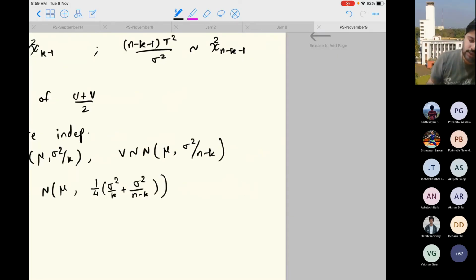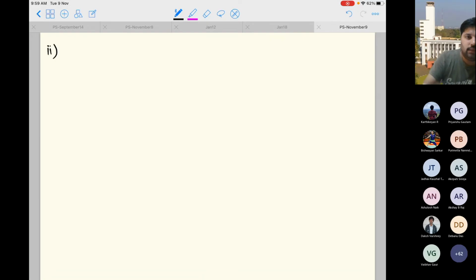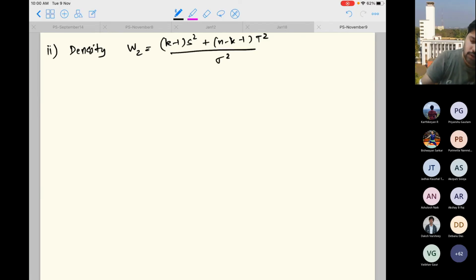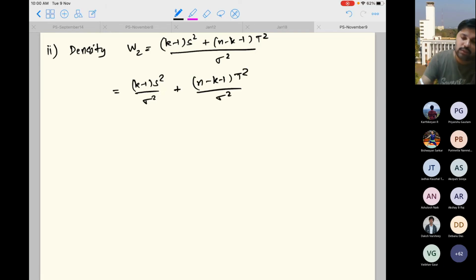So now the second question asked is the density of this W2, which is equal to k minus 1 S square plus n minus k minus 1 T square divided by sigma square. If you see this, what this really is, is k minus 1 S square by sigma square plus n minus k minus 1 T square by sigma square. So this we all know follows chi square k minus 1. We know that this follows chi square n minus k minus 1.